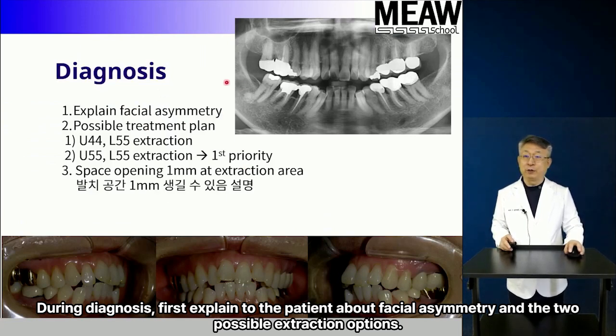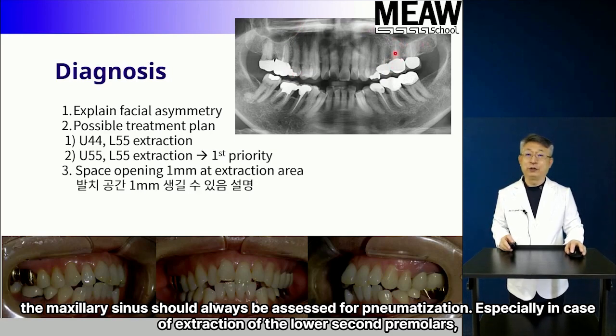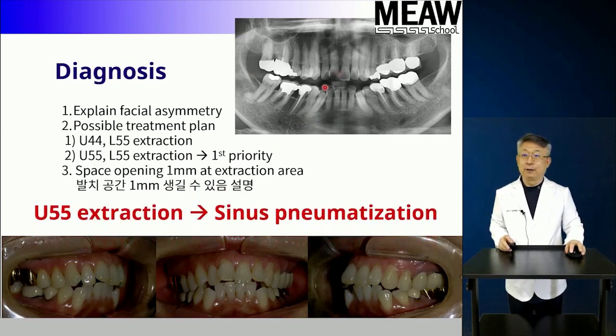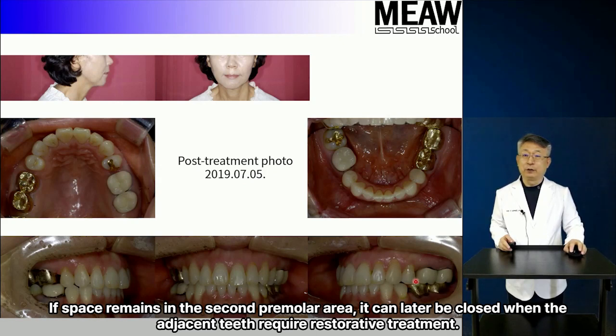During diagnosis, first explain to the patient about facial asymmetry and the 2 possible extraction options. In the maxilla, the second premolars are treated with restorations, and when extraction of upper second premolars is considered, the maxillary sinus should always be assessed for pneumatization, especially in case of extraction of the lower second premolars. It is advisable to explain that 1 mm of space can remain after treatment. Favorable occlusion and profile were achieved by the extraction of upper and lower second premolars. If space remains in the second premolar area, it can later be closed when the adjacent teeth require restorative treatment.